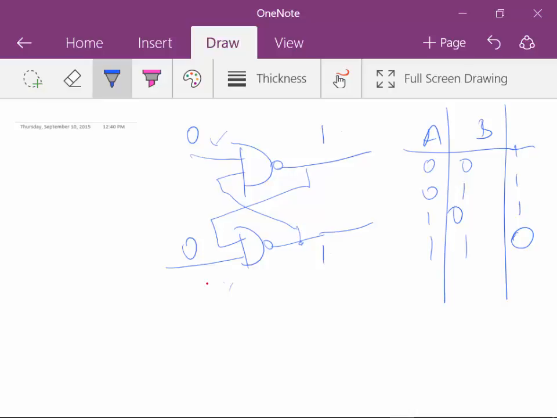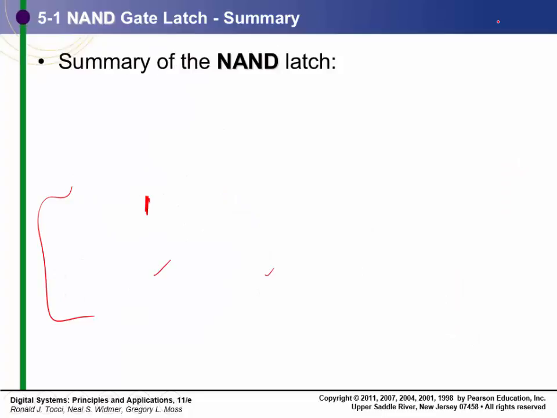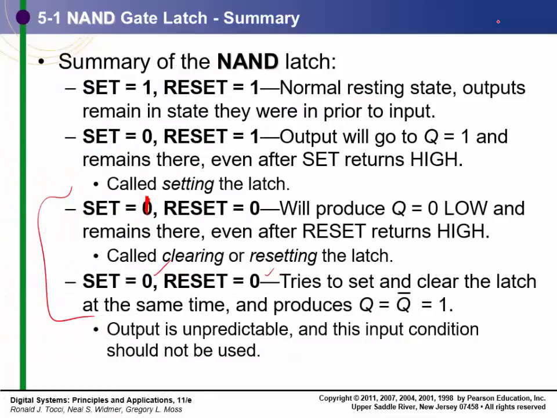That's the only thing you can have there. So going back to the slide here, this discussion here, it says if they're both here, it tries to set and clear the latch at the same time, which produces Q equals Q naught equals 1. So that's what I came up with right there, and that agrees with what I just did up there.